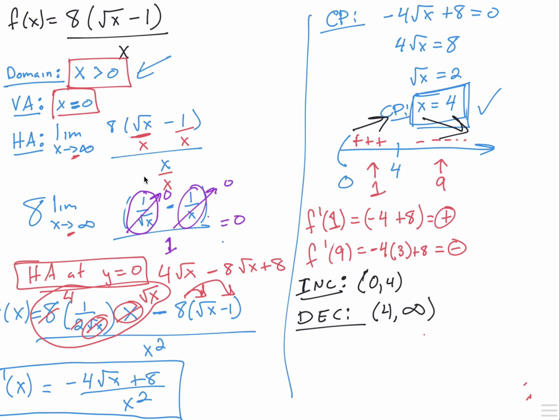And then do I have any local extrema? Yeah. I do, right? I have a local max. And where is it? It's at x equals 4, y equals 2, right?